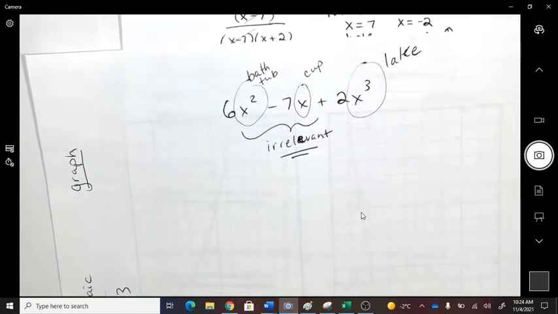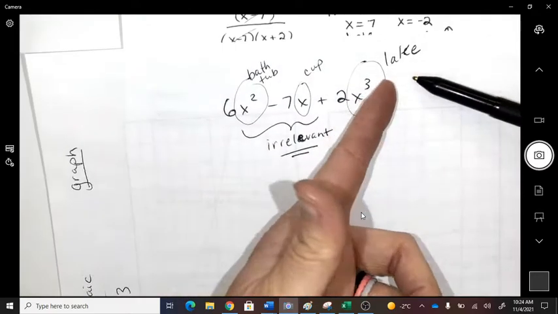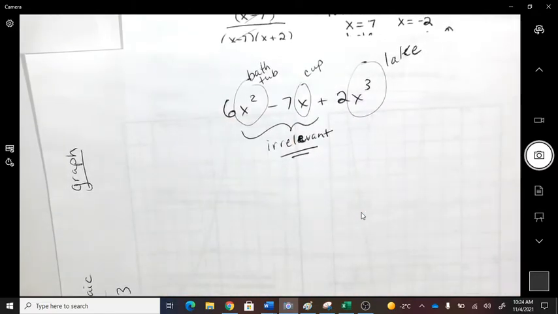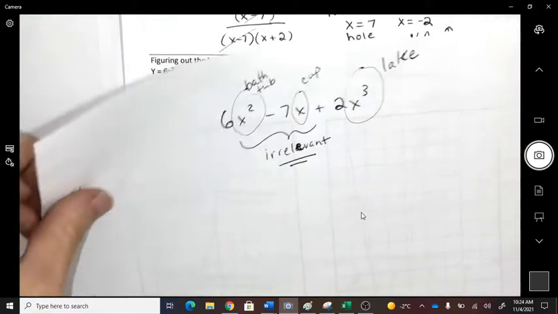Like that. So in the grand scheme, those are irrelevant. Does that make sense? If this is a lake and you throw a cup of water into the lake, not really doing much. Okay.